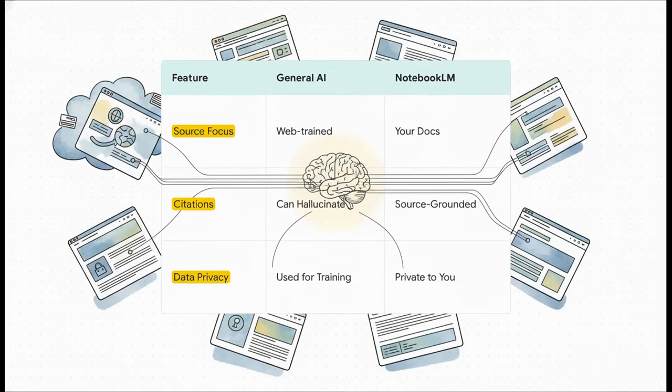This table basically sums up everything we've been talking about, the key advantages. With a general AI, it's pulling from the web, it can make stuff up, and your data is probably being used for training. But with NotebookLM, the focus is only on your docs, the answers are always grounded with real citations, and your data is completely private to you. That's the foundation of trust right there.